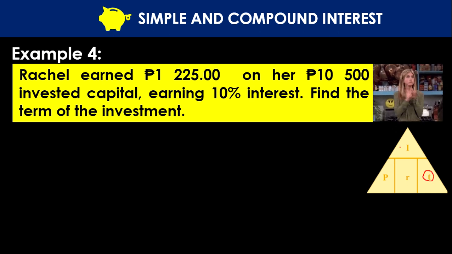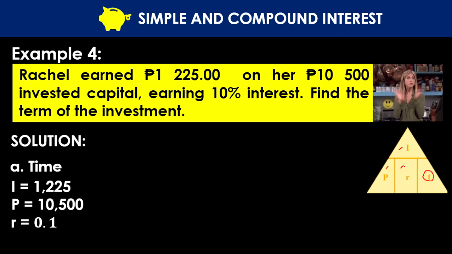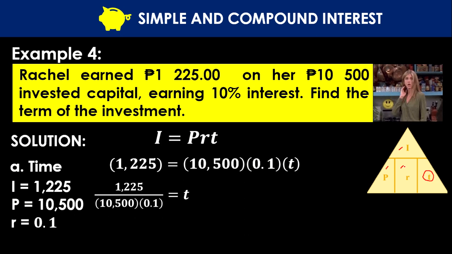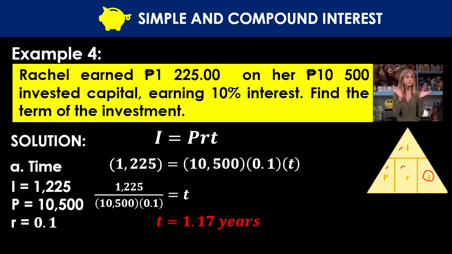In order to solve that, we need to divide the interest by the product of the principal and the rate. Since we have these givens, we can simply substitute them into our formula and derive from that. So we divide the interest by the product of the principal amount and the rate. If we solve that, t is equal to 1.17 years.